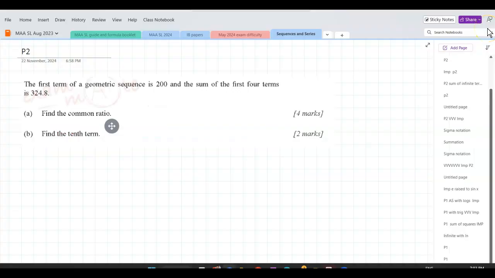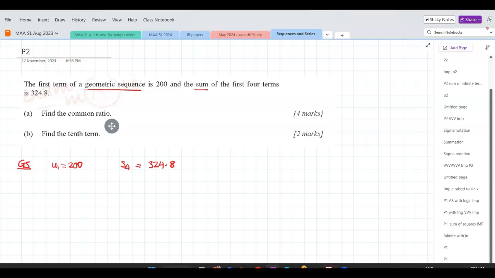So see, the first term of a geometric sequence, U1, is 200. The sum of the first four terms. First of all, don't confuse geometric and arithmetic. Sometimes children don't read the question well. So the sum of four terms is given to be 324.8. Correct? So now what are you supposed to find out? Find out the common ratio.